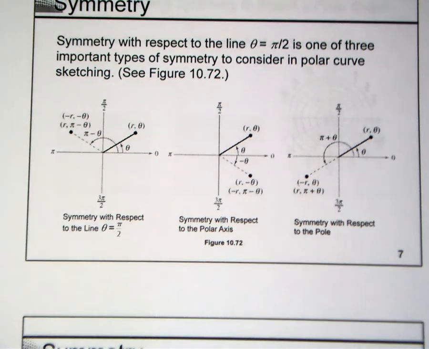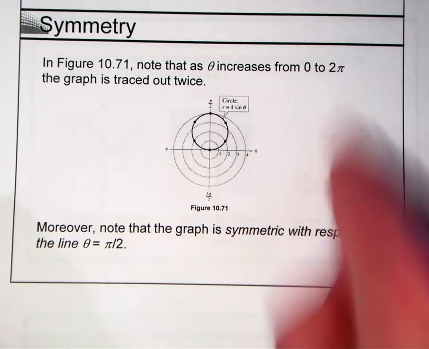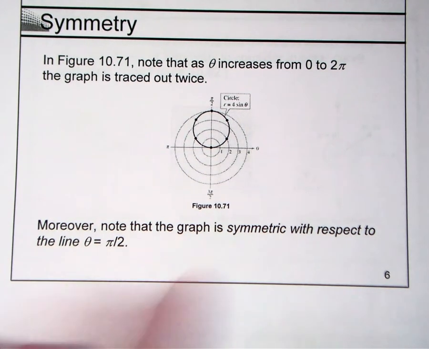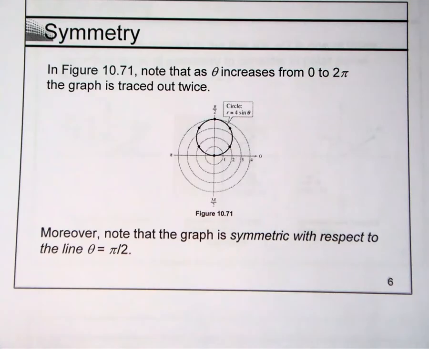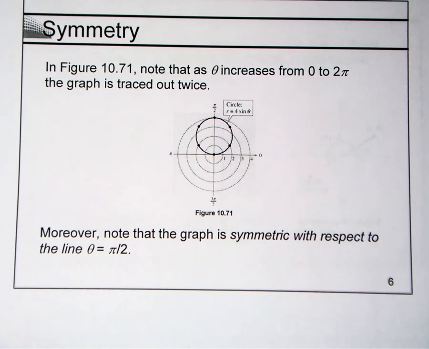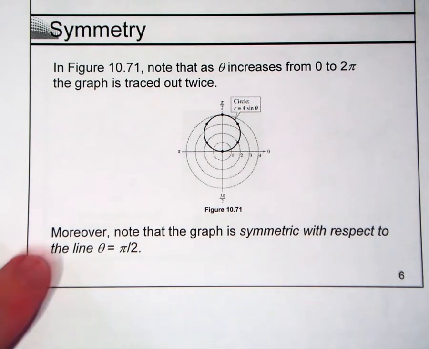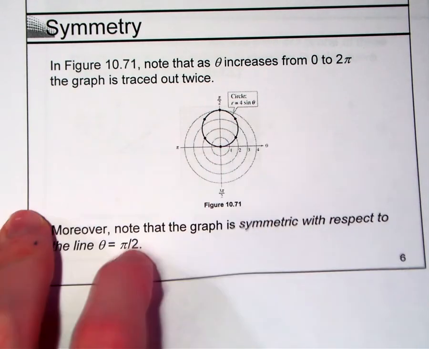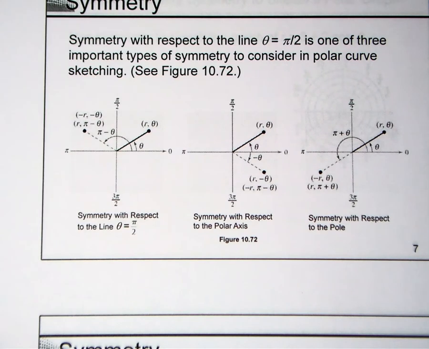Did I skip one? I did skip one. We kind of talked about that it goes around twice. Note that the graph is symmetric with respect to the line pi over 2. Okay? Or what we used to know as the y-axis. It's y-axis symmetric. You could flip those over, so you can save yourself some time there. And we'll find out later some tricks for kind of just looking at the equation and recognizing what kind of symmetry it should have.